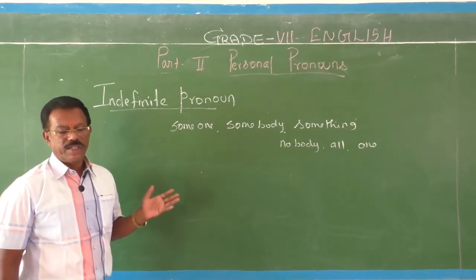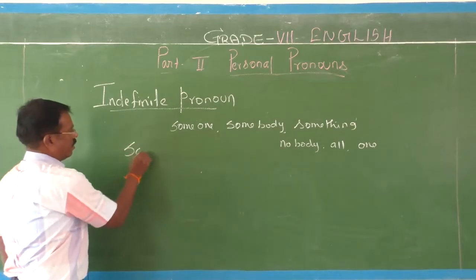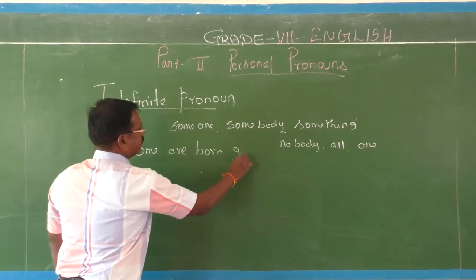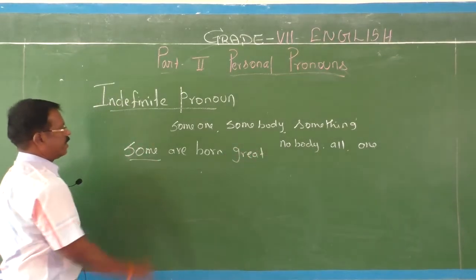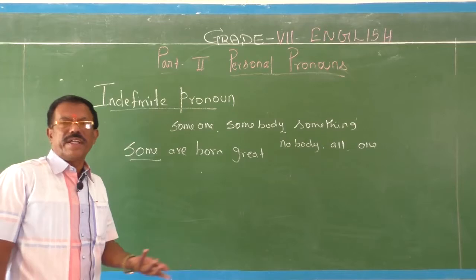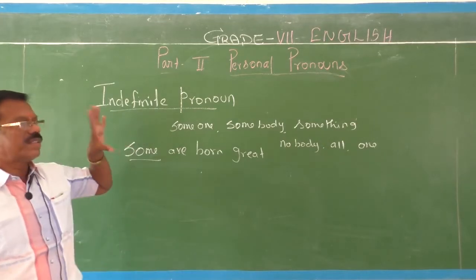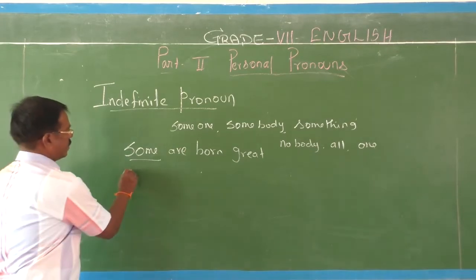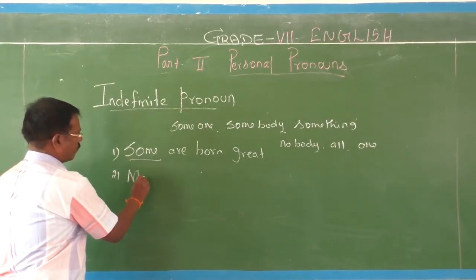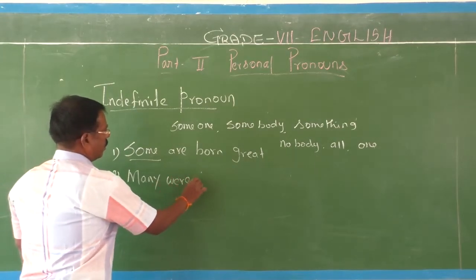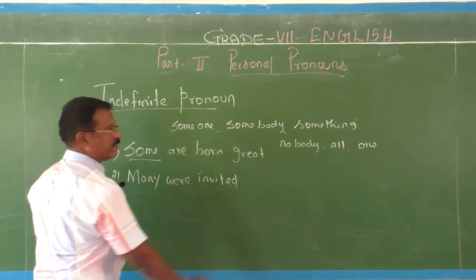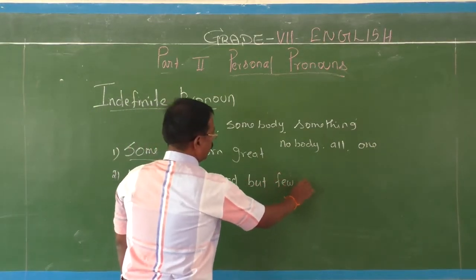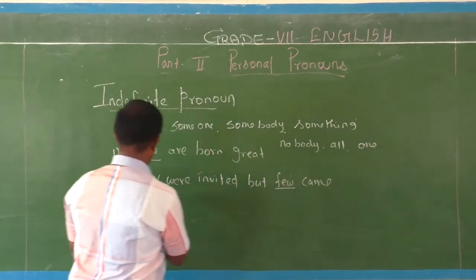Okay, children, I will give you some examples. See, some are born great. Here in the example, some is an indefinite pronoun. Who is born great? You don't know. This some doesn't refer to anything particularly. Second, many were invited, but few came. Many were invited, but few came.